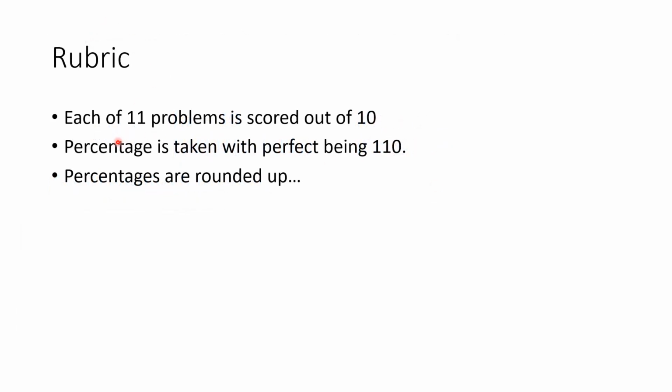Now my rubric is each of these 11 problems is going to be scored out of 10, and then I will compute a percentage with a perfect score being, if you got 10 on every problem, 110. And then I'll take that ratio and I'll round the percentages up for your score on the exam.